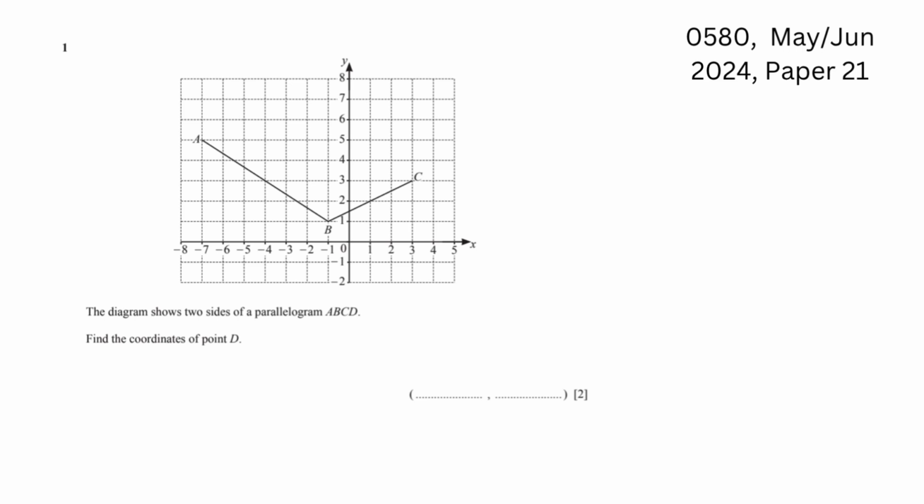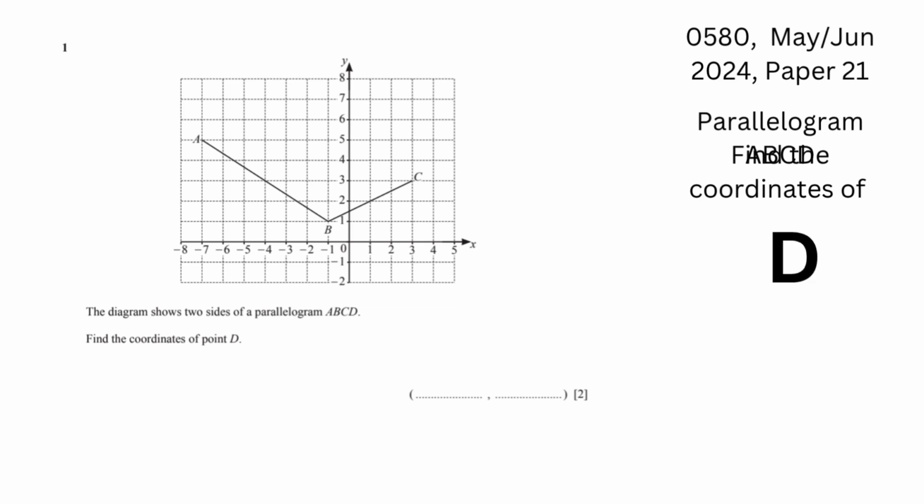The question says the diagram shows two sides of a parallelogram ABCD. We need to find the coordinates of D. When you come across such a question, you need to understand that it is from vectors, where we can see that two opposite sides of a parallelogram are always parallel and equal.